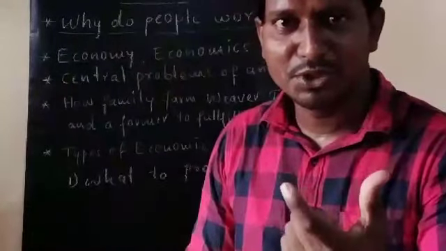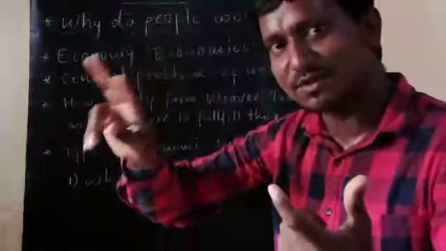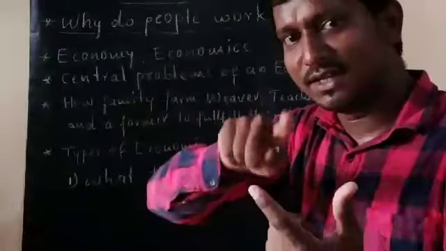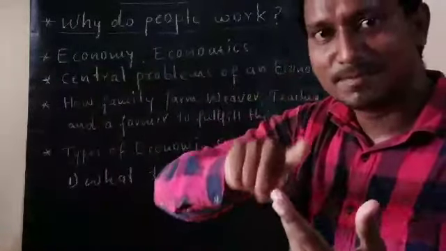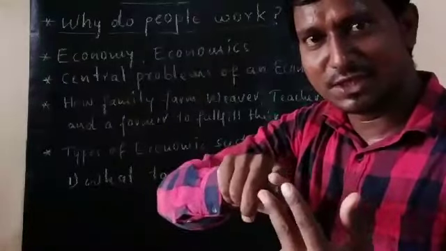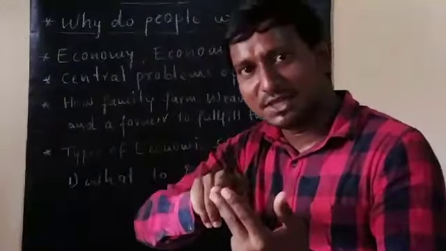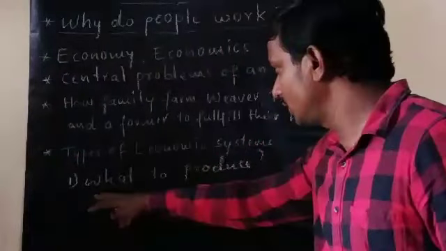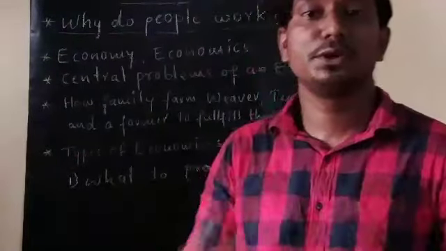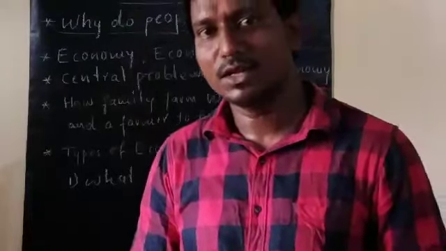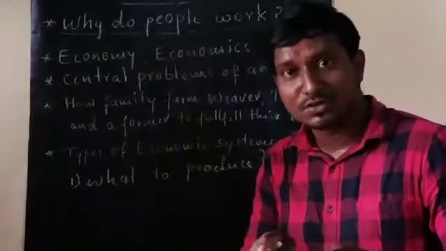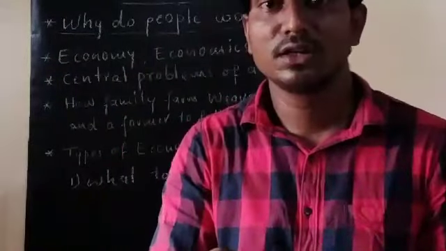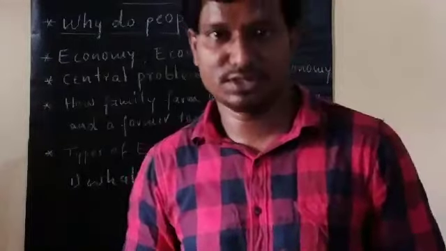The problem of what to produce in different systems, I'll come to the systems later, but we have three main types of systems in the world: socialist economy, or centrally planned economy, both are the same, capitalist economy, and mixed economy. In all of these systems, how is the problem of what to produce going to be solved? What to produce can be solved on the basis of requirement, the situation, or the availability of resources.